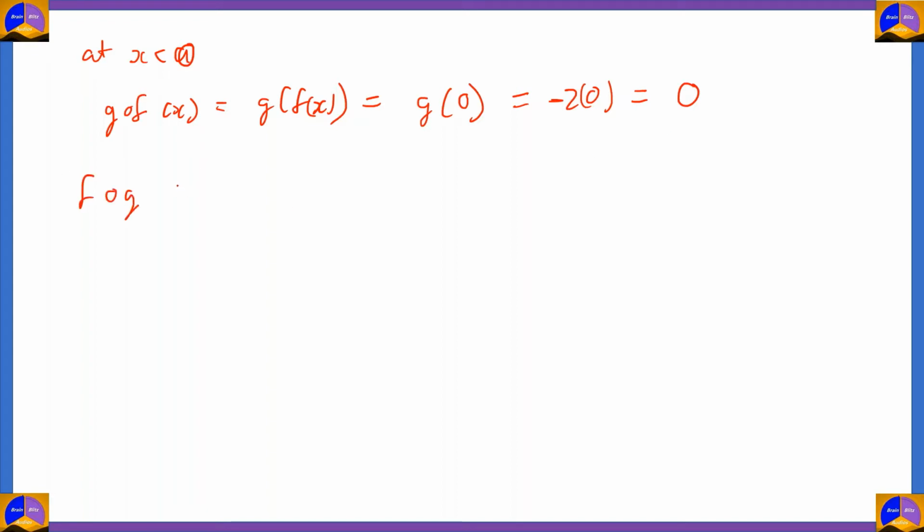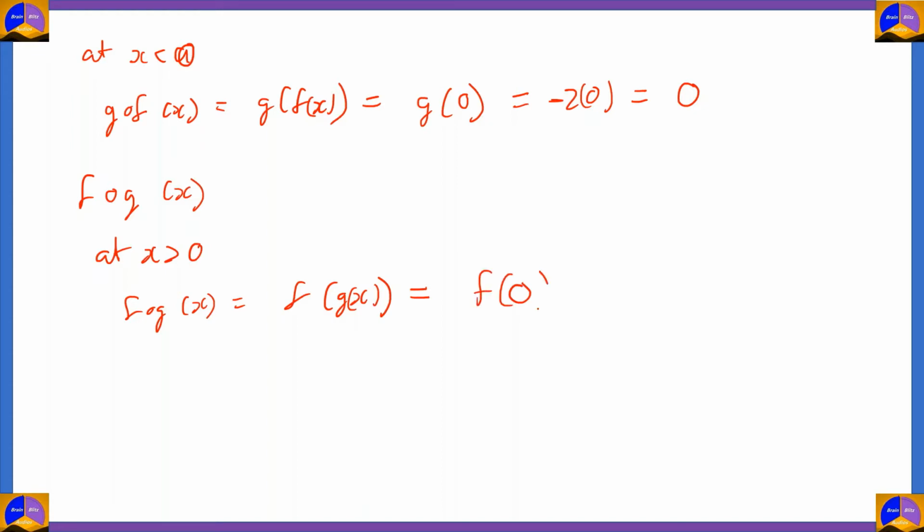Let's look at our next combined function, f of g of x. So at x greater than 0, f of g of x will be equal to f of g of x in the bracket of f. So we'll put the value of g of x when x is greater than 0, so that is 0. f of 0 will be 2 of 0 equal to 0.